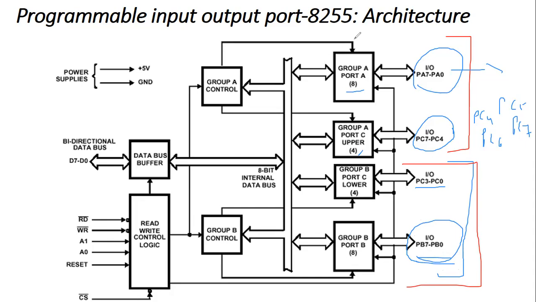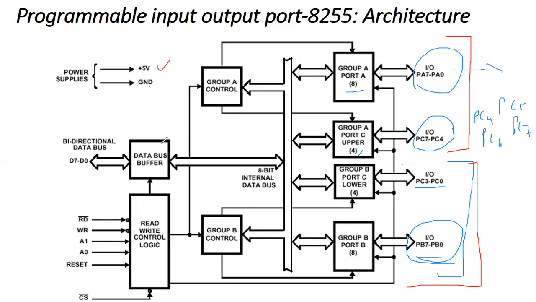And now next, group A means port A and port C upper. These two together are controlled by the group A control, and the other two are controlled by the group B control. So there is a provision of group A and group B control, and these are connected with internal buses. Here we are applying a 5-volt power supply, and the ground pin is connected to ground. And now these internal buses are connected with the data bus buffer.